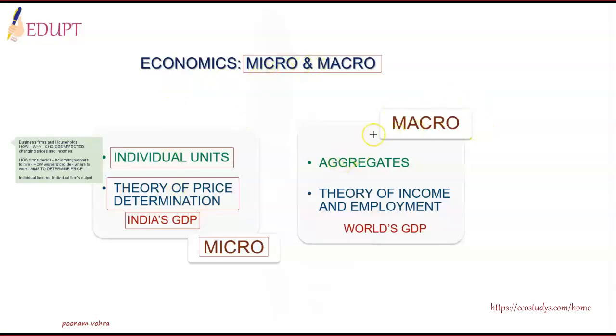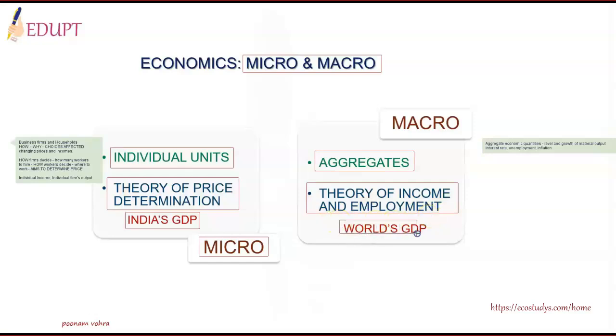So far as macroeconomics is concerned, it is the study of economic aggregates. It deals with aggregate economic quantities such as the level and growth of material output, interest rate, unemployment, and inflation. So it aims to determine income and employment level of the economy and is known as theory of income and employment. So if one talks about world's GDP, it is macroeconomics.